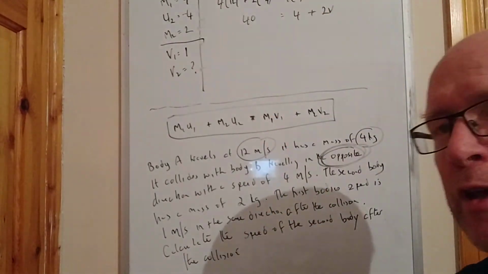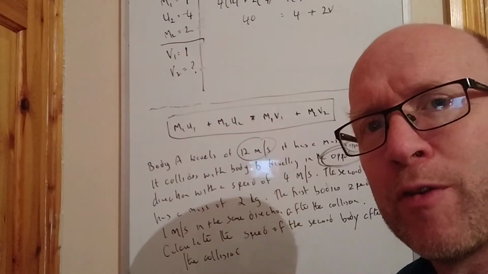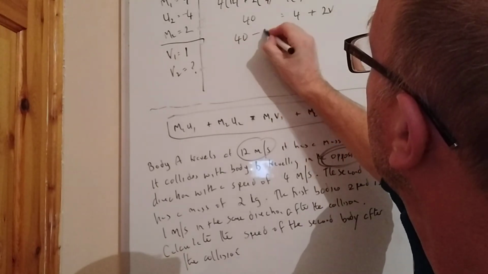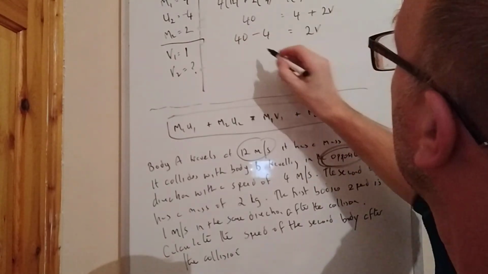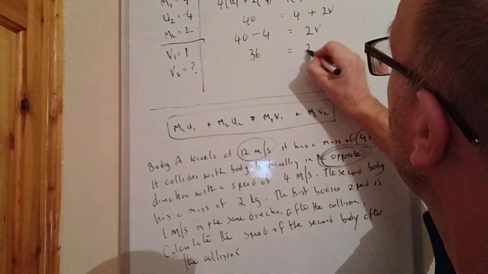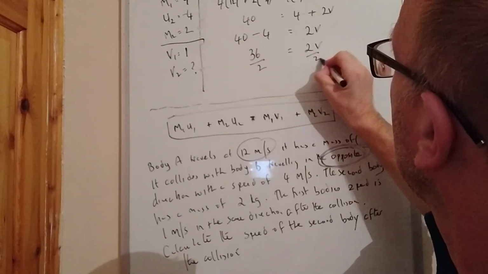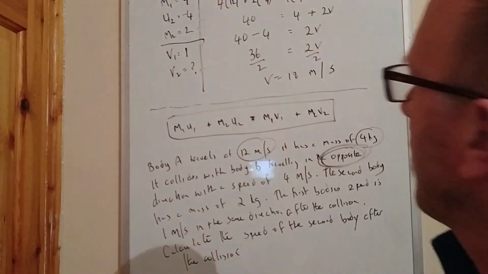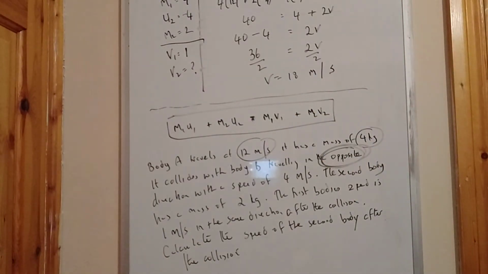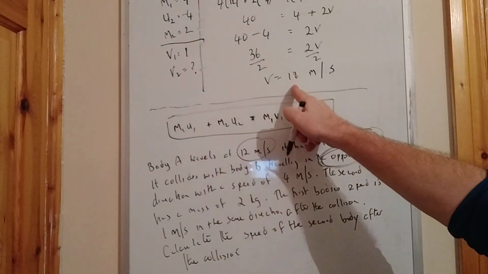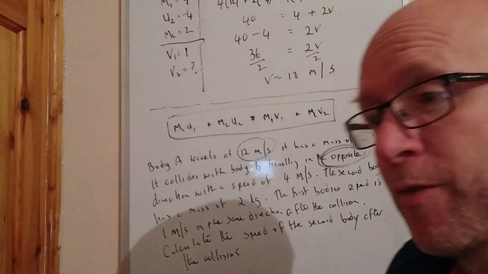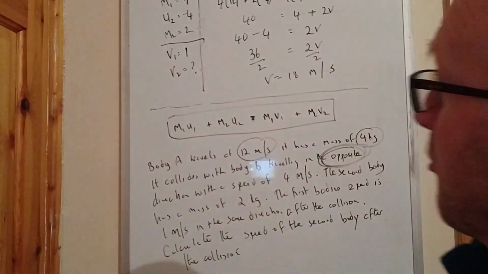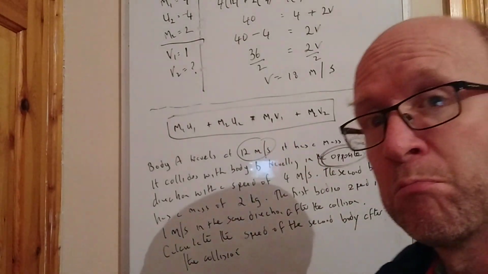Suddenly we have a nice handy Junior Cert ordinary level linear equation. So we want to get v on its own, so 40 minus 4 equals 2v. So we get 36 equals 2v. Divide both by 2, we get v is equal to 18 meters per second. And basically that's plus 18, so the second body has rebounded at a much greater speed of 18 meters per second. That's it.